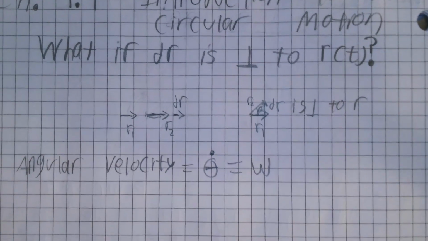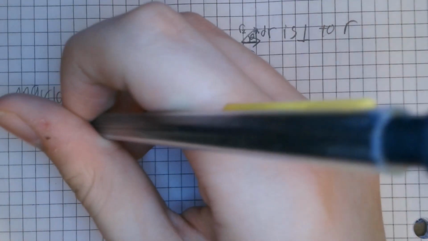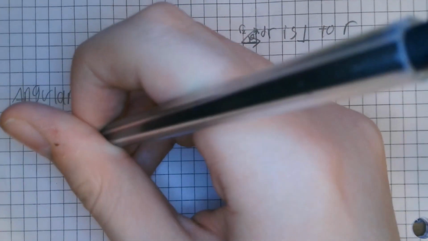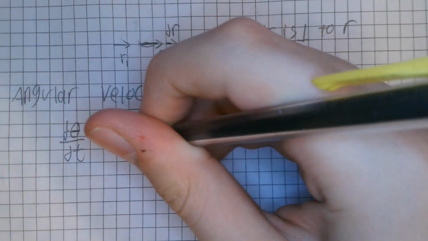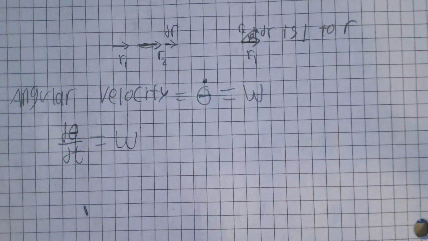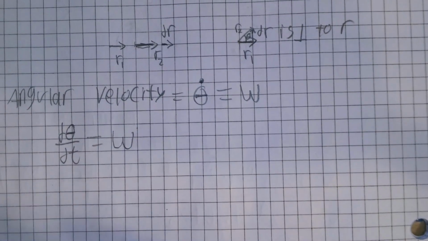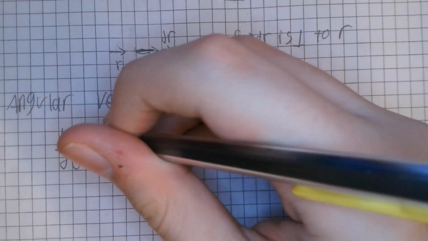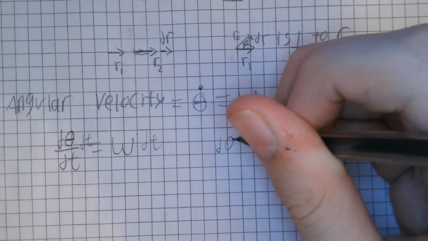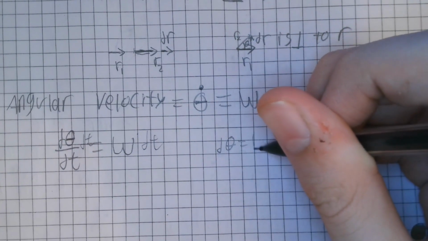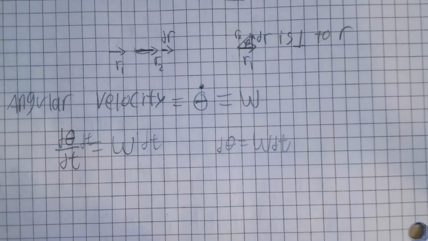Okay? So I'm going to write this in a little bit more of a conventional format. We can say that the derivative of theta with respect to time, d theta dt, equals omega, angular velocity. Okay? Next up, multiply either side by dt, and we find that this very small change in theta equals omega times this very small change in time, dt.